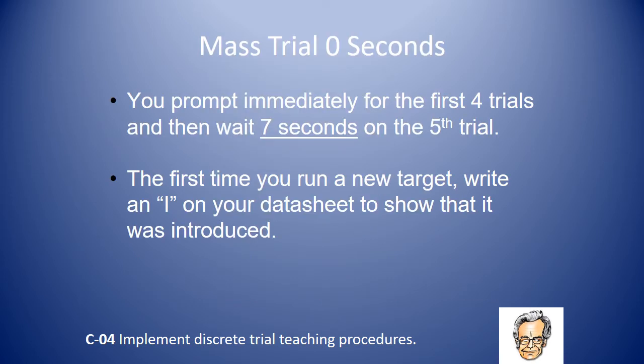Mass trial, 0 seconds. You prompt immediately for the first 4 trials, and then on the 5th trial, this is the test trial, you will wait 7 seconds. The first time you run a new target, write an I on your data sheet to show that it was introduced. You will prompt immediately for the first 4 trials, and then wait 7 seconds for the 5th trial.